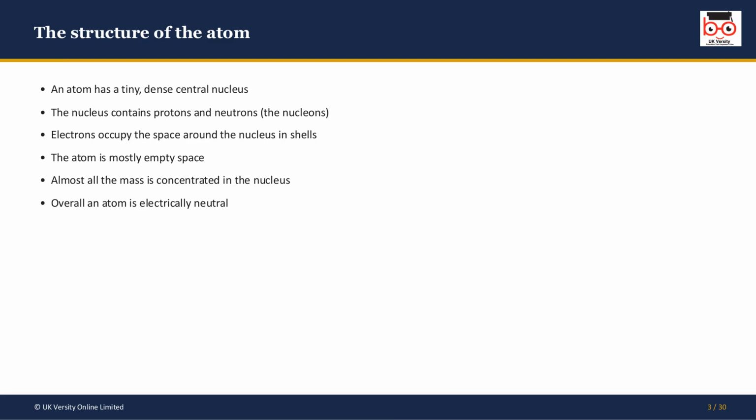At the center of every atom sits a tiny, incredibly dense nucleus, and packed inside it are the protons and neutrons, which together we call the nucleons. The electrons occupy the space around that nucleus in shells, and here's the striking thing. The atom is almost entirely empty space, with nearly all its mass crammed into that central core. Because the positive and negative charges balance, the atom as a whole comes out electrically neutral.